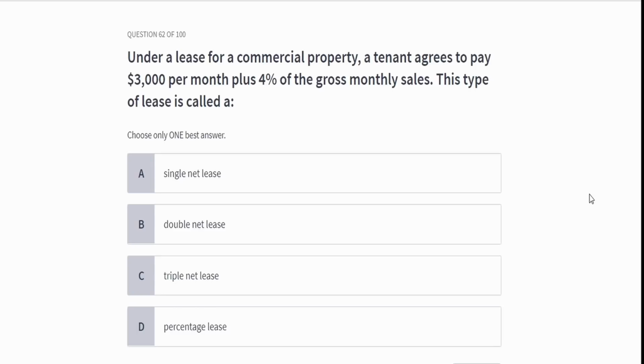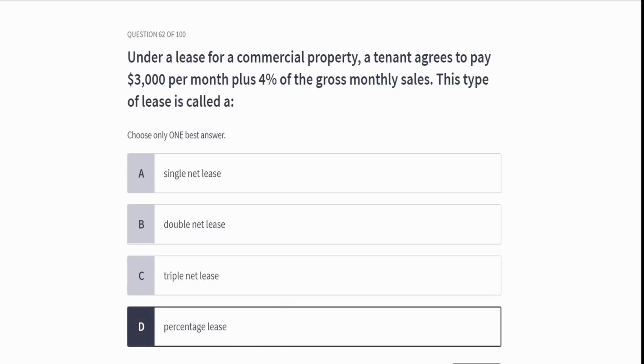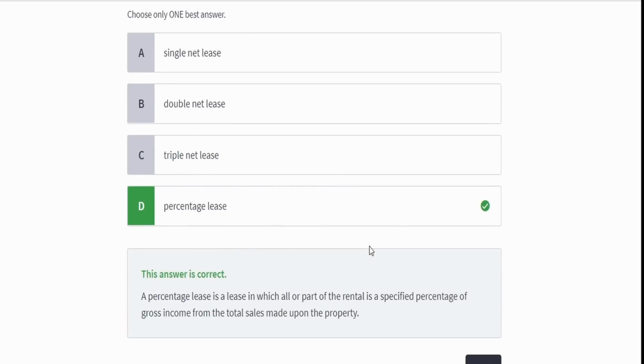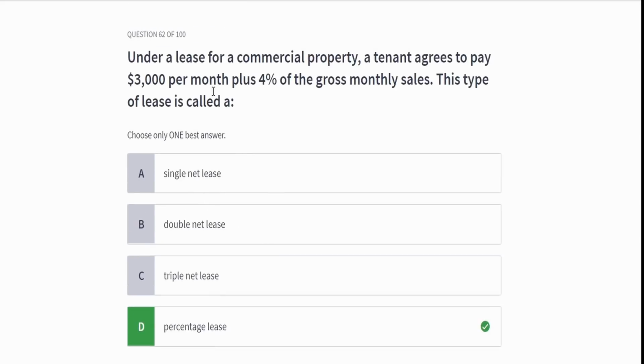Alrighty, so what's the correct answer for this one? Well, it's most definitely going to be option D, percentage lease. So when you guys see this, before I even read the explanation, whenever you see a problem like this where it's asking about leases and you see a percentage, 9 times out of 10, the answer is going to be percentage lease. And that makes sense, right? Because it's the only type of lease where there's a percentage involved. A single net, a double net, a triple net, there's not going to be percentages involved.